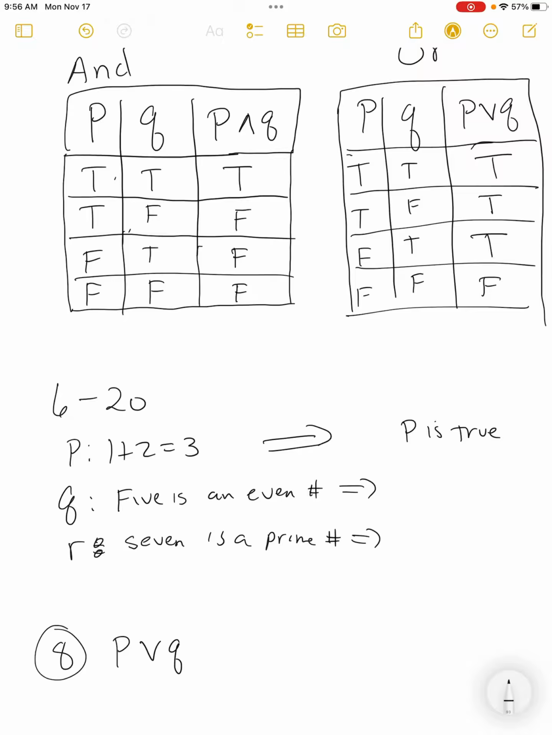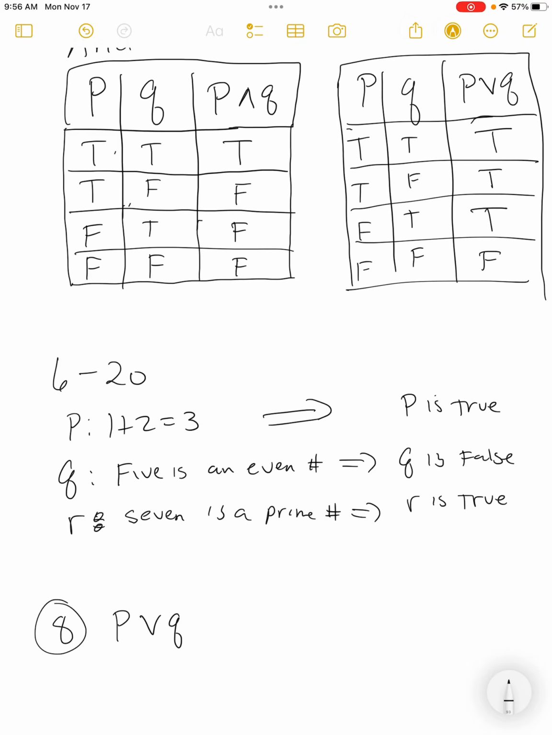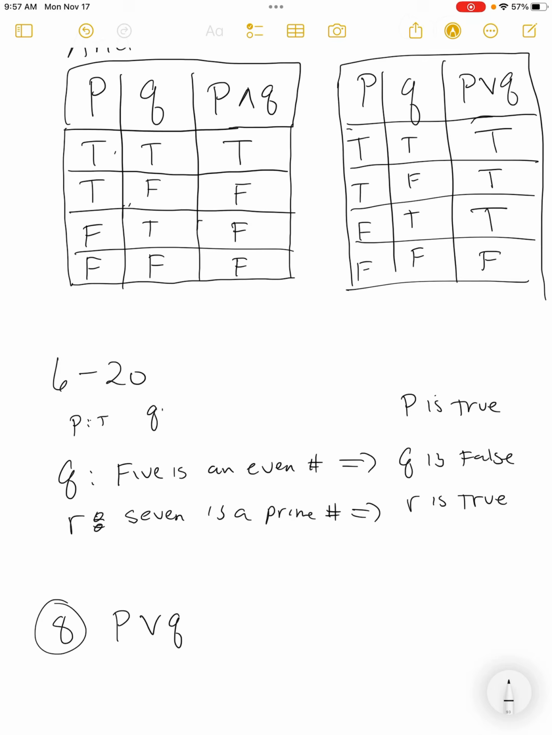So P is true. Don't you agree that 1 plus 2 equals 3? Q is, well, is 5 an even number? No. Q is false. And R is 7 is a prime number. If you didn't know that, you would look that up, but 7 is a prime number. So essentially they give me these statements, but I don't really care about them other than to evaluate them. And so what we have is a condensing. P is true. Q is false. And R is true.